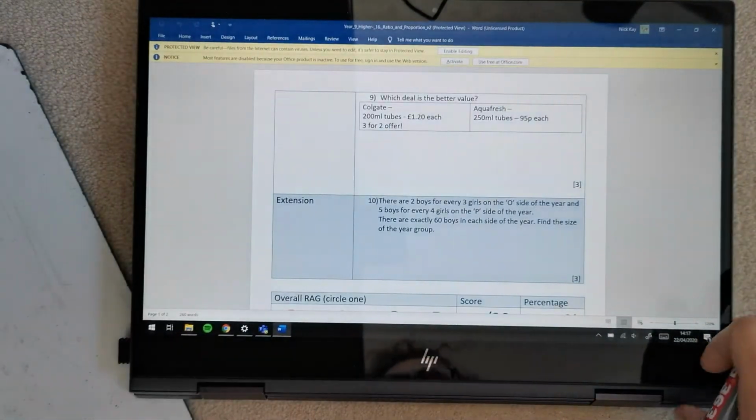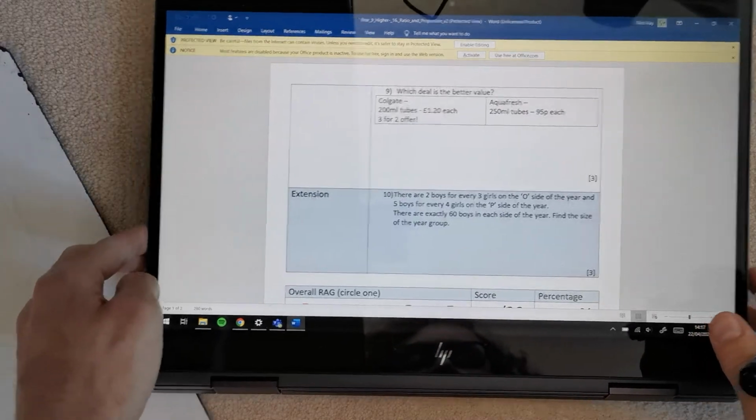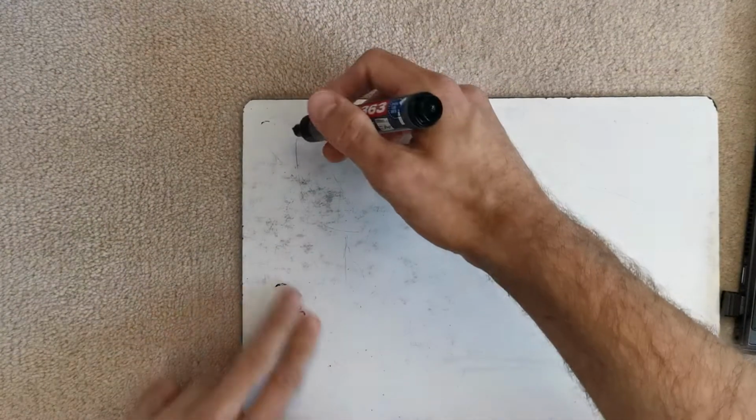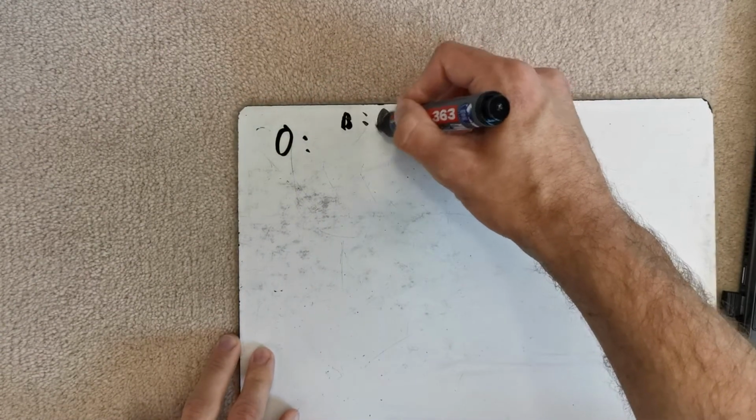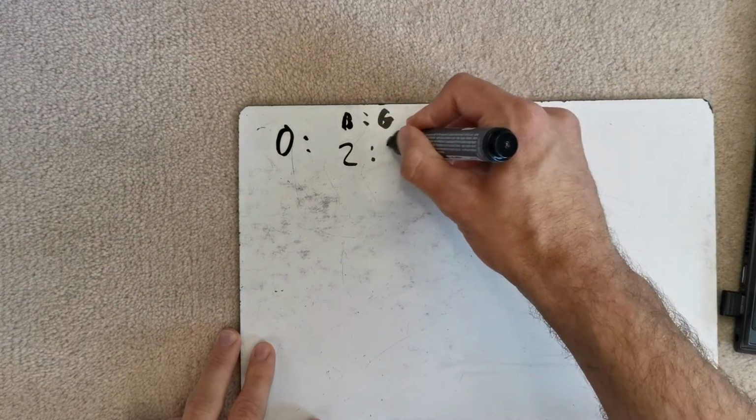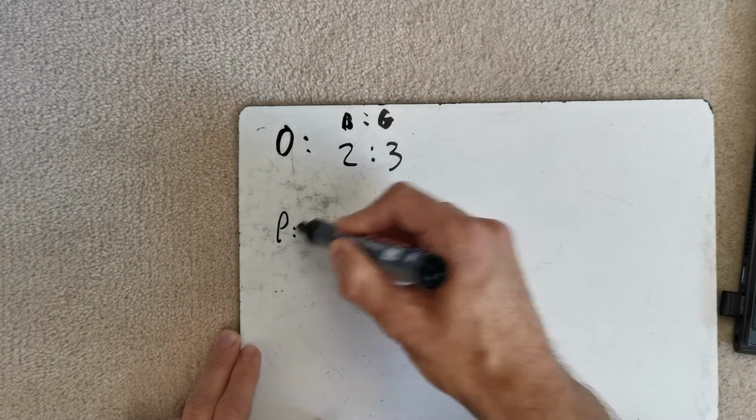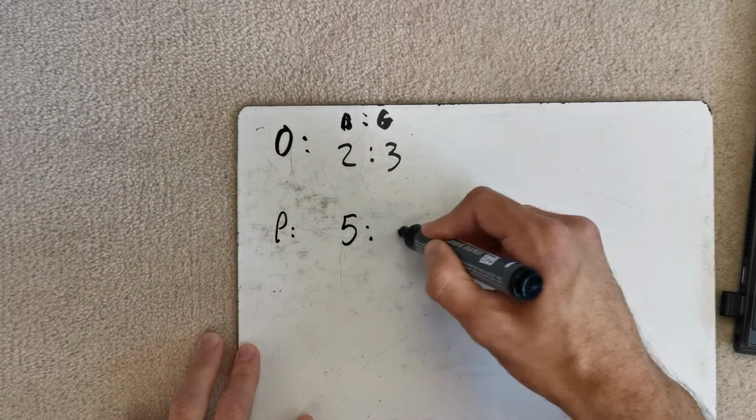So, what does it say? There are 2 boys for every 3 girls on the O side of the year, and 5 boys for every 4 girls on the P side of the year. So, on the O side of the year, boys to girls is in the ratio 2 to 3. On the P side of the year, there are 5 to 4.